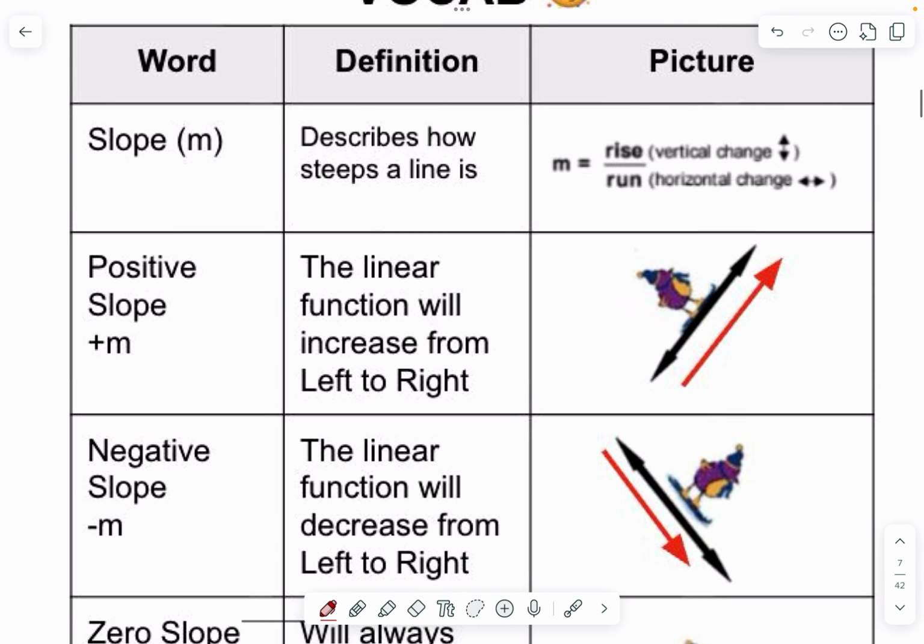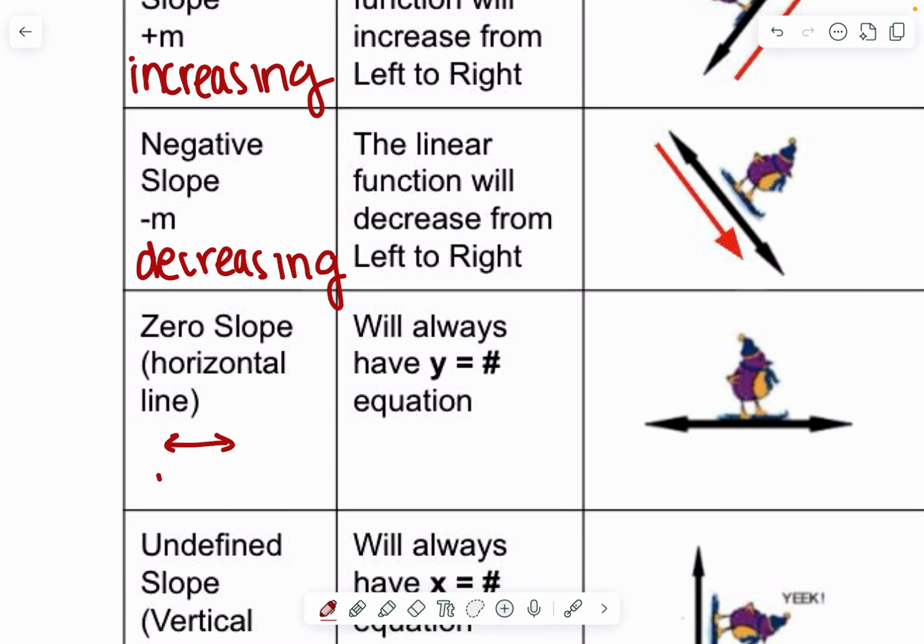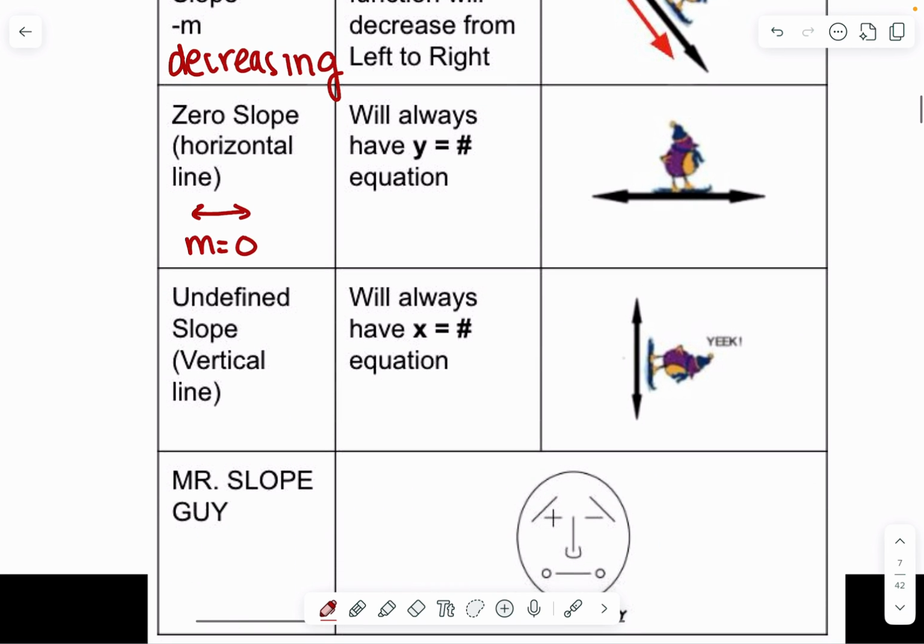So again, when we talk about slope, we need to always know that slope is our m value. When we go to Desmos, it's always going to be our m value. Slope describes how steep a line is. It's also our rise over our run. Our rise is up and down. Our run is left and right. Positive slope is also increasing. Negative slope is decreasing. Zero slope means the line is horizontal and our m will equal 0. If our line goes up and down like this, it's a vertical line, and that means m is undefined. Undefined will usually be what it says.